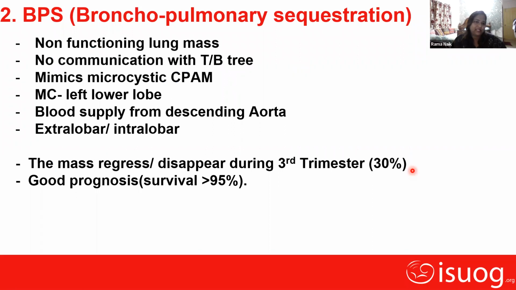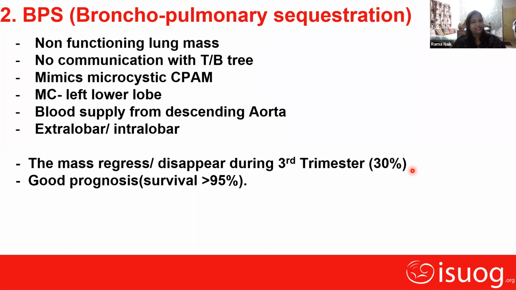Now, the second diagnosis is BPS or bronchopulmonary sequestration. It is a non-functional lung mass, and it has no communication with the tracheobronchial tree. Sometimes it mimics microcystic CPAM. Means microcystic CPAM and BPS look alike because both are echogenic masses, right? And both are unilateral, but the difference is their blood supply. CPAM gets its blood supply from the pulmonary vasculature, whereas BPS takes its blood directly from the descending aorta.